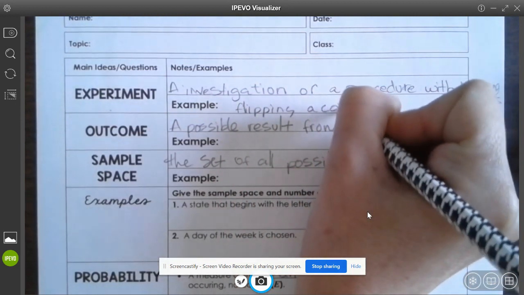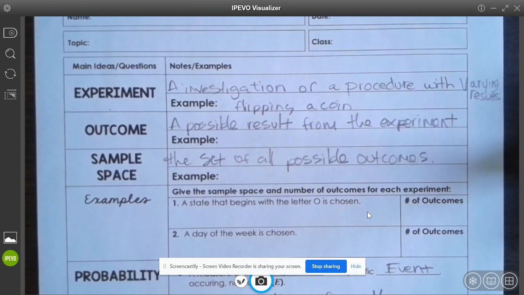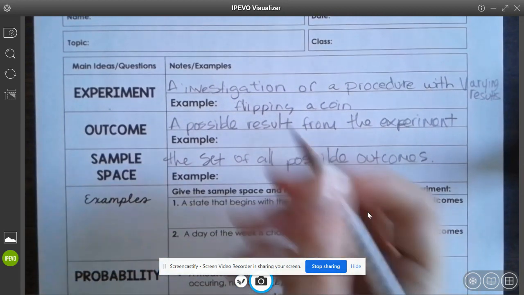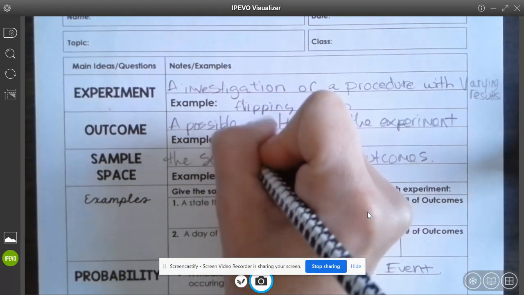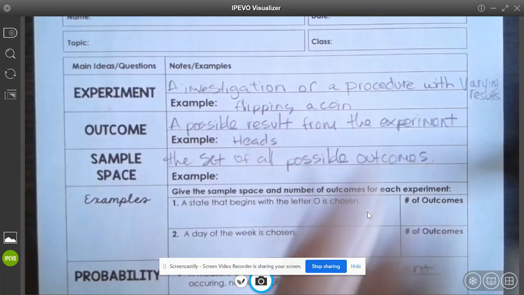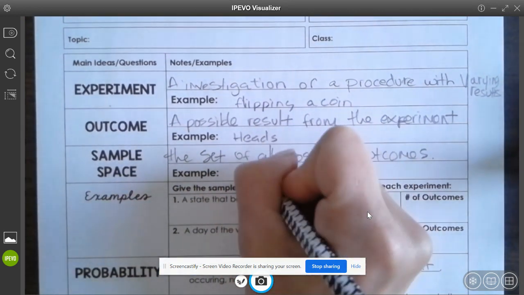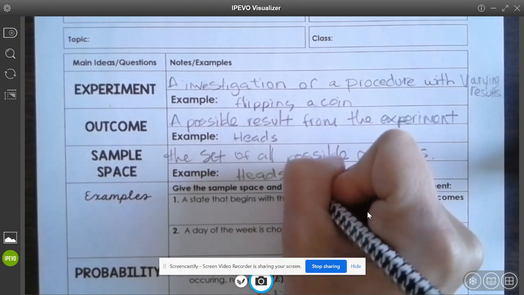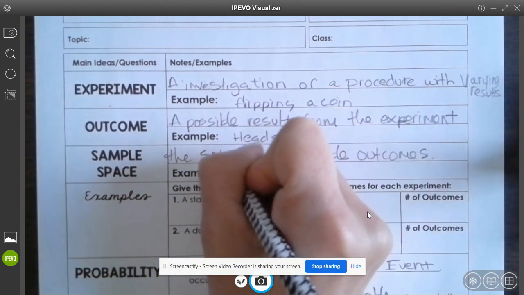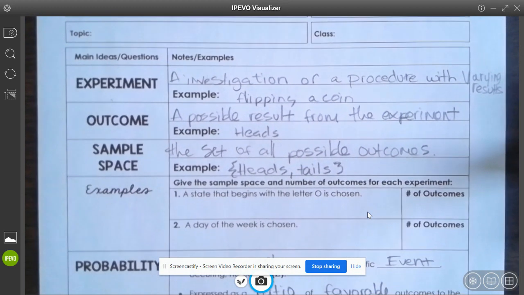So when you flip a coin, you have two outcomes, right? So an outcome is a possible result from the experiment. So a possible outcome is that you get heads, right? Now sample space will be the two outcomes that are possible. In this case, it would be heads and tails, right? So that would be our sample space.